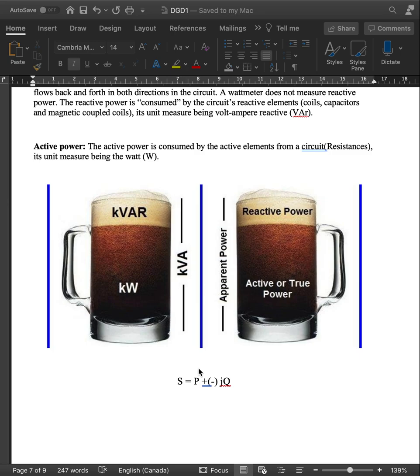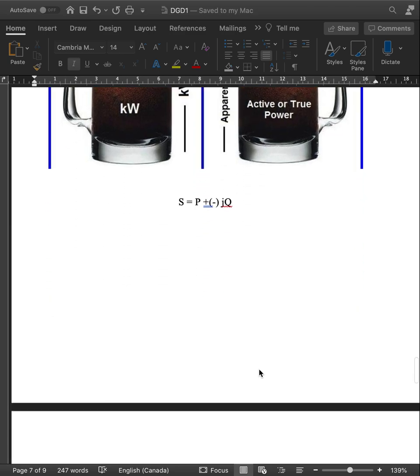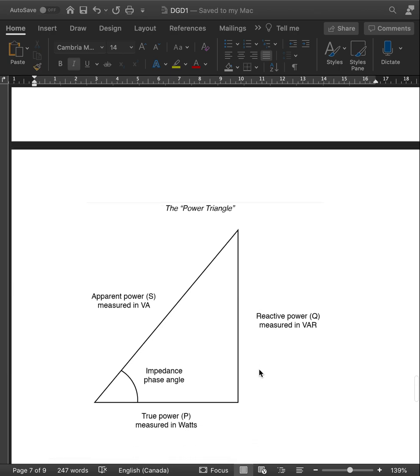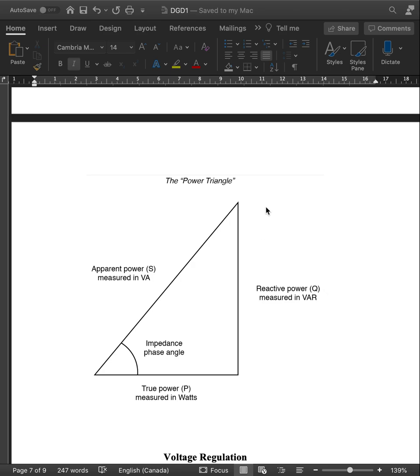As we have seen, it can be represented as P plus or minus jQ, according to the elements in the circuit or the total impedance of the circuit. When we have an RLC circuit, we have the resistance, inductance and capacitance all in the same circuit. Okay, so we're just going to look at a little bit of power triangles, just the basics of it. I can explain the power triangle right here.